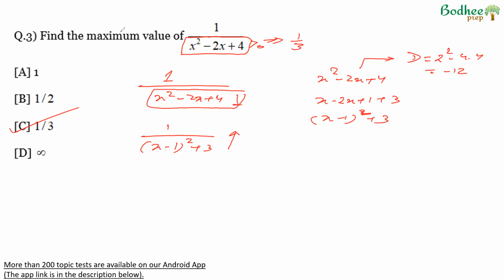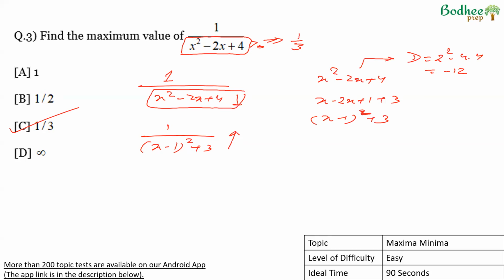Option C. At best a moderate question, but again, solving time should not be very high, because the quadratic given is very simple.